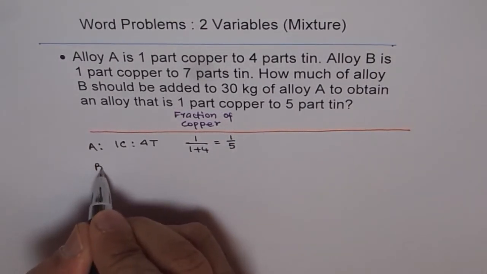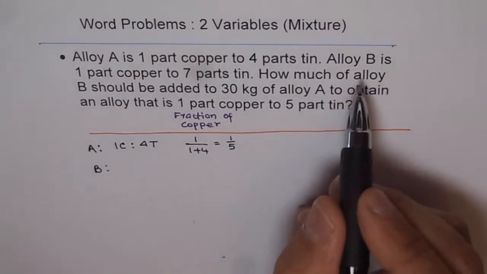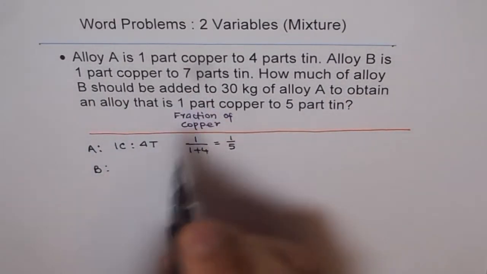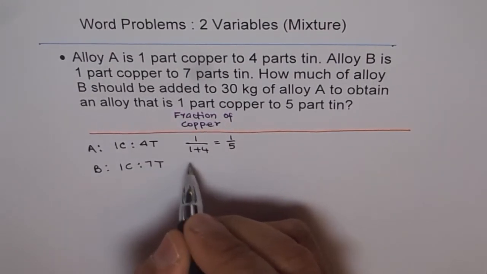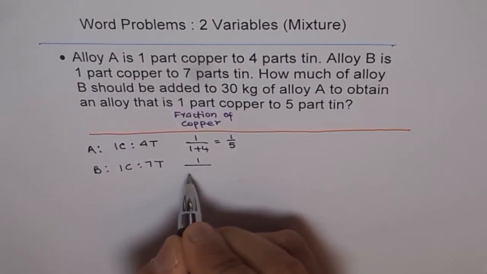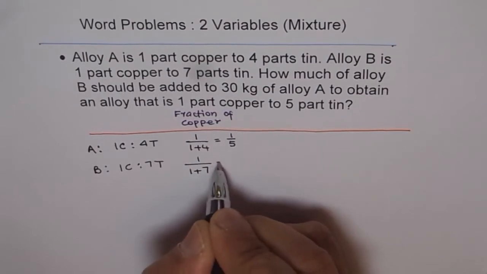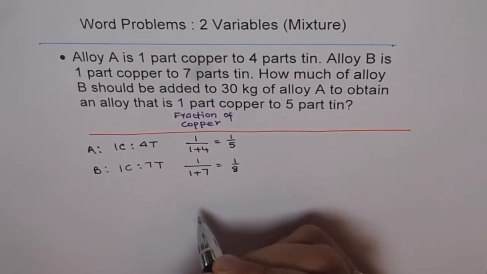Similarly, in compound B, the ratio is 1 part copper to 7 parts of tin, right? So what is the fraction? It is 1 over 1 plus 7, which is 1/8, right?